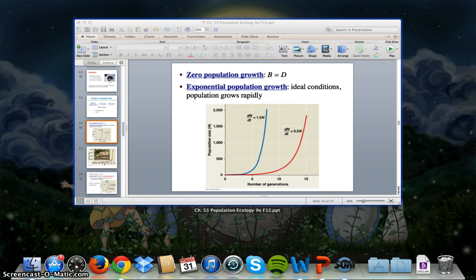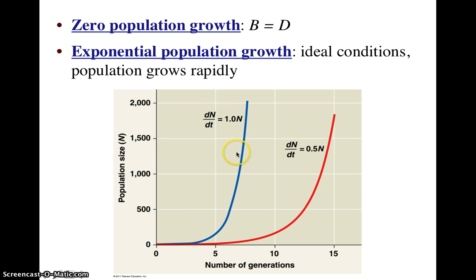Okay, the two graphs right here, those are all depicting exponential population growth. This is imagining populations are within ideal conditions, so populations grow without any stops.